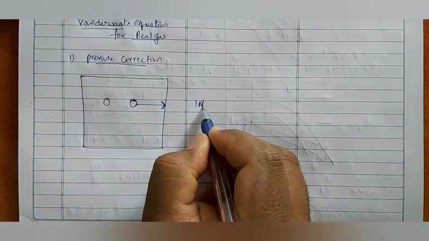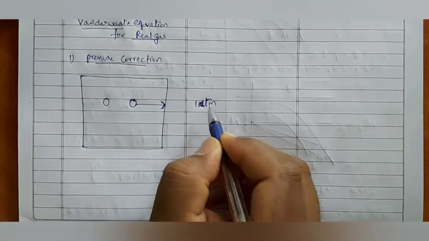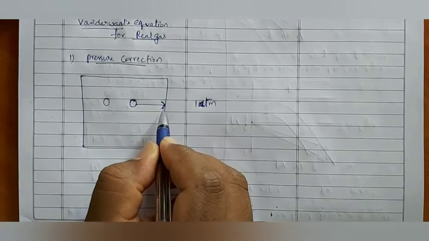Let us consider 1 atmosphere pressure. Newton means force, that is the unit of force. This is going to apply 1 atmosphere pressure on the wall of the container.